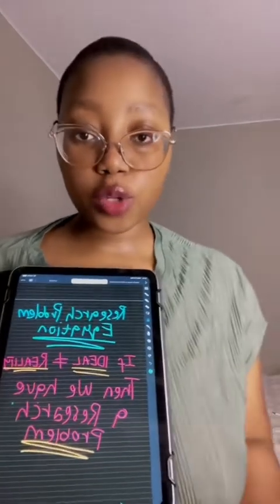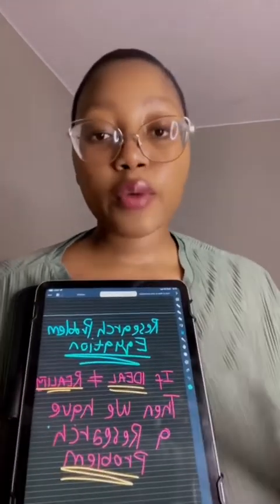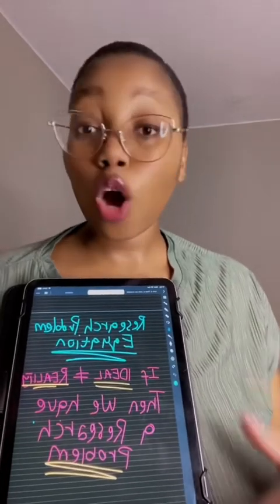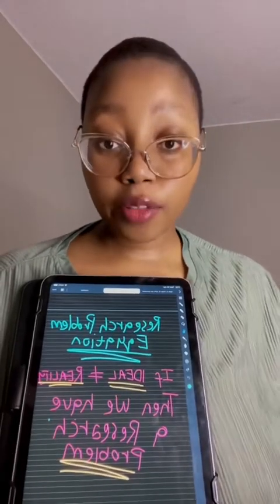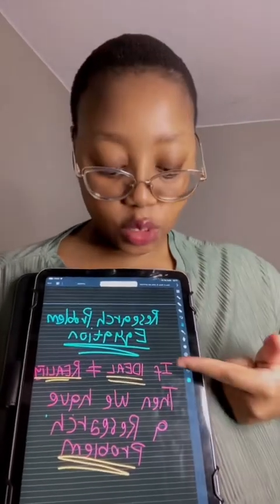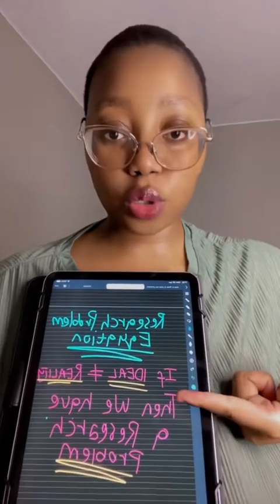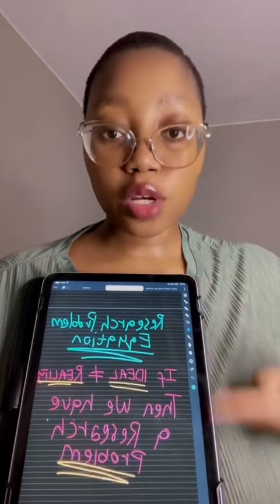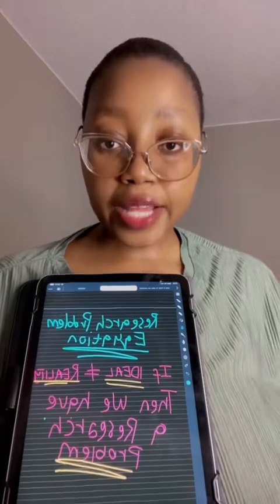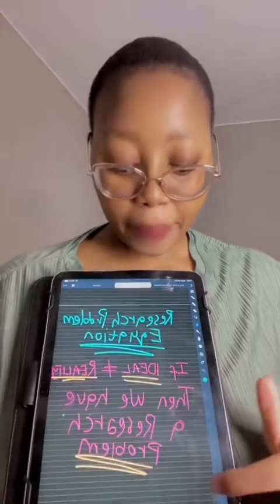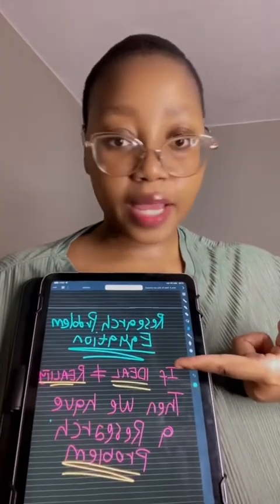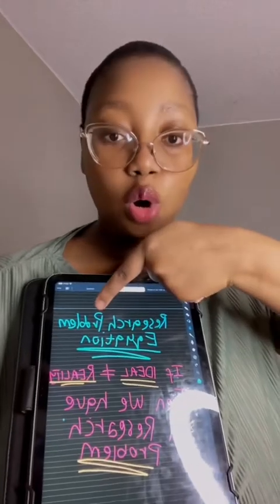But now let me show you how to really write a problem statement or a research problem. So this is how you're going to write it. Let me give an example. Say for example, you're assessing comprehension of grade 12 learners. So in an ideal world, ideal tells us in a perfect world, we will have all grade 12 learners being able to comprehend what they are reading, right? But sometimes the world that we live in is not perfect. We have what we call reality.